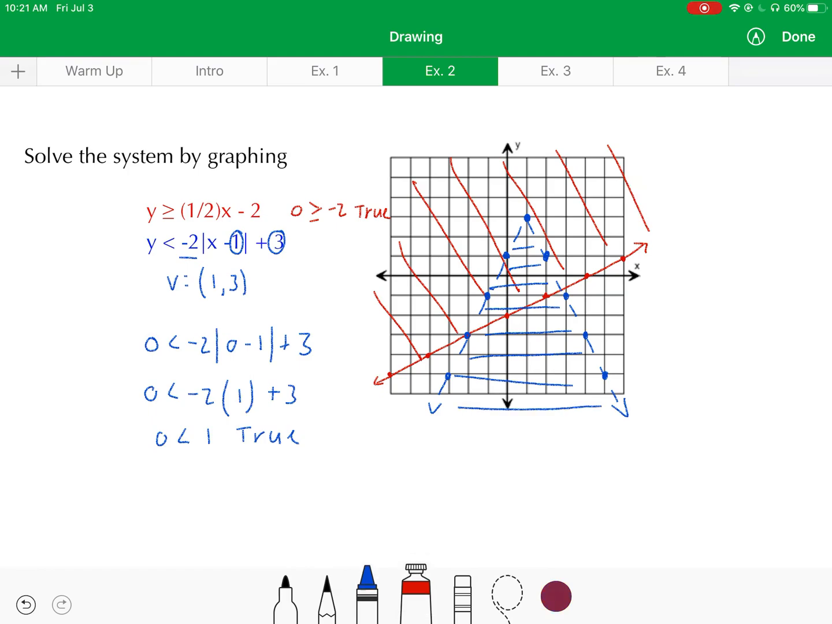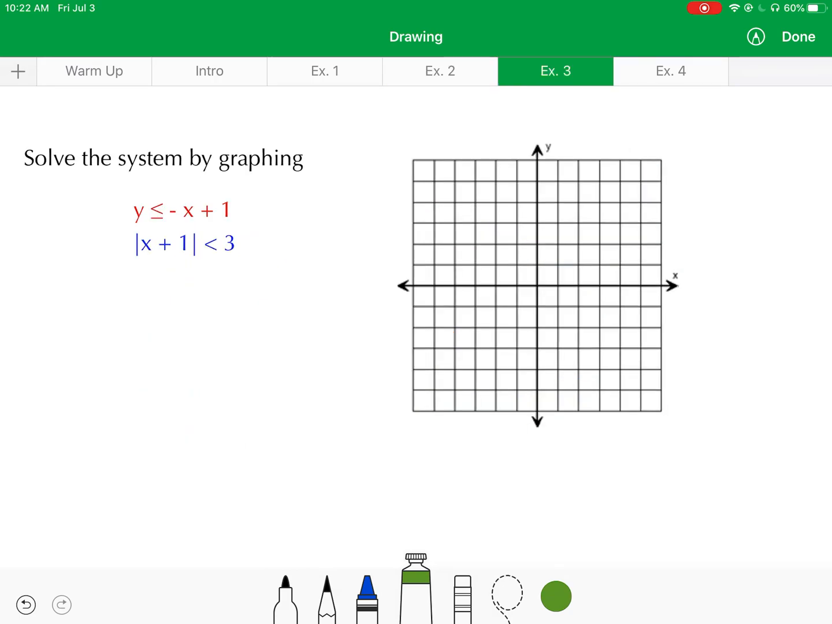Okay. And now we can see the overlap is in the triangular region in there. Okay. And there we go. There's our solution set. Okay. All right, example 3.